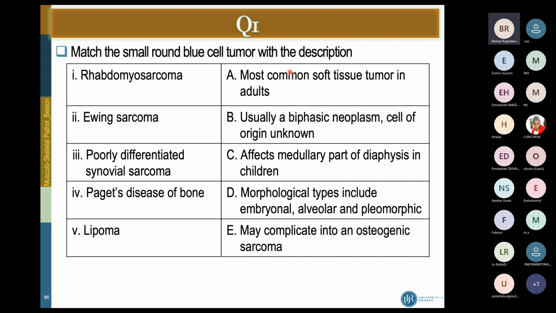So what is the characteristic of rhabdomyosarcoma in these 5 items? Is it the most common soft tissue tumor in the adults? Does it have a biphasic neoplasm and the cell being of unknown origin? Does it affect the medullary part of the diaphysis in children, meaning a bone tumor? Does it have 3 morphological types, embryonal, alveolar, pleomorphic?